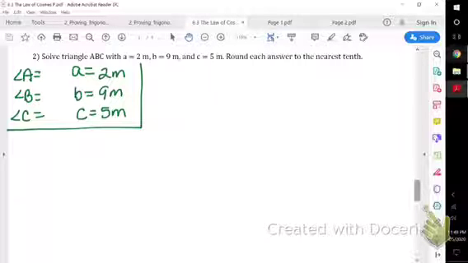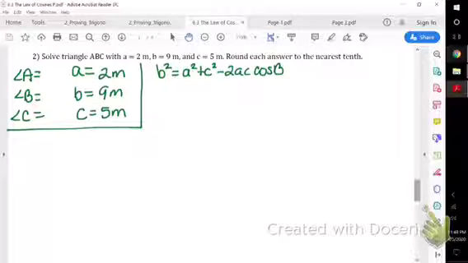Since it's the largest side, that means if any angle here is going to be obtuse, it's going to be angle B. Alright, so we're going to use the formula for side b to help us find it. So I'm writing that out here. So we have that b squared is equal to a squared plus c squared minus 2ac times cosine of angle B.